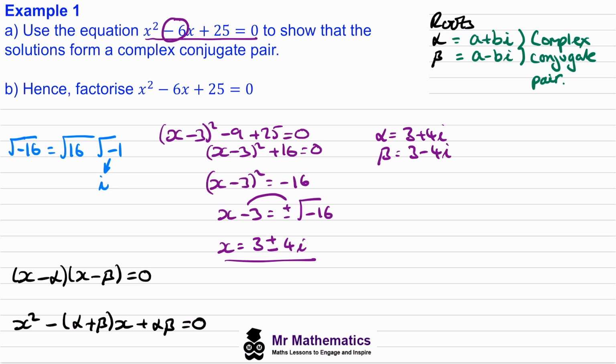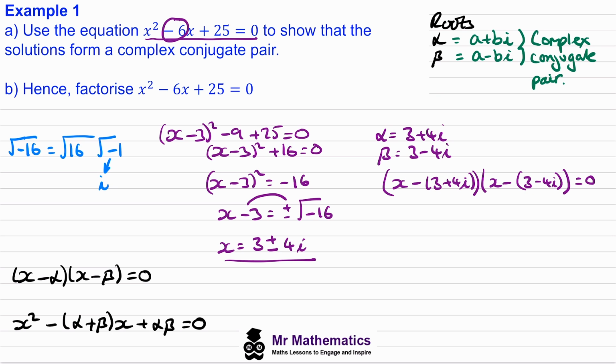And then for part B, we've been asked to factorize this quadratic equaling 0. So now we can use what we've created over here. We'll have x minus alpha, so minus (3 plus 4i). We'll put all of this in brackets, multiplied by x minus beta, (3 minus 4i). Again, we'll use brackets, and that will equal 0. Okay? So this is how you can factorize a quadratic using its complex roots.